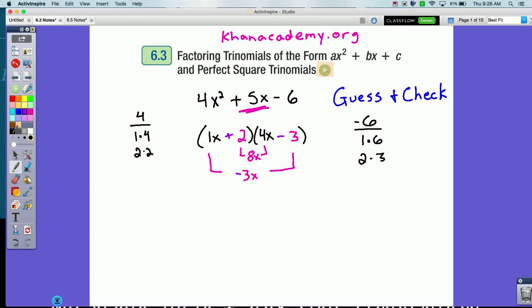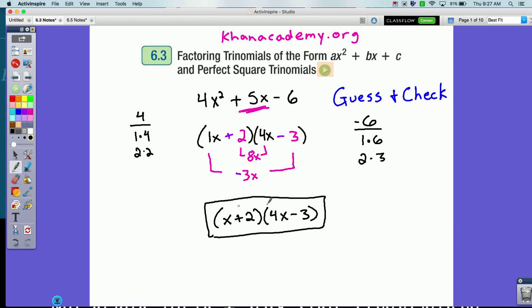Okay, so my final answer here is x plus 2 times 4x minus 3. Again, you can always check these problems by going through distributing or foiling, whatever process, and seeing if you get back the original expression. All right, so that's guess and check. I like that, but it just takes some time to work through it. You have to be diligent and not give up.